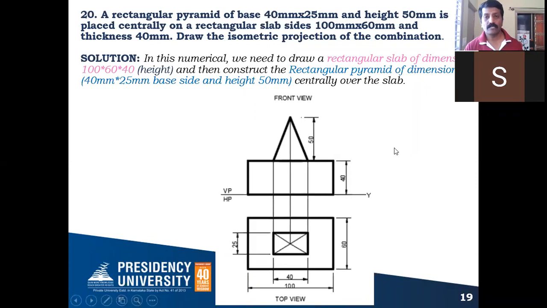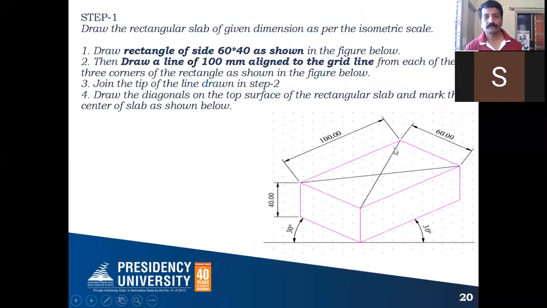Now let me start with the isometric position of this combination. First, as usual, I'll draw the isometric position of the rectangular slab, the base solid. First, I'll draw the horizontal line. I'll take any one point here and draw a 30-degree line on either side. On one side, I'll take isometric 100 millimeter and cut it. On another side, isometric 60, I'll take and cut it.